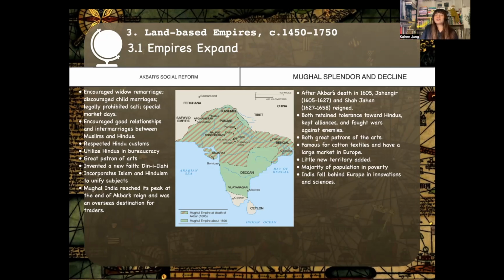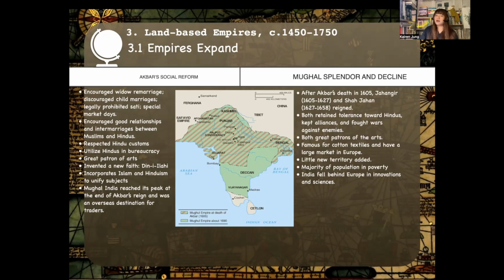Mughal India reached its peak at the end of Akbar's reign, and it was an overseas destination for traders because where there is peace, the business will follow. After Akbar died in 1605, Jahangir and Shah Jahan's reigns followed, and both retained that tolerance towards the Hindus. They kept allies, and they fought their wars against enemies. They were both great patrons of the arts. The arts flourished at this time during the Mughal Empire.